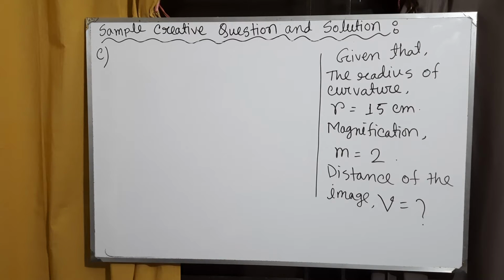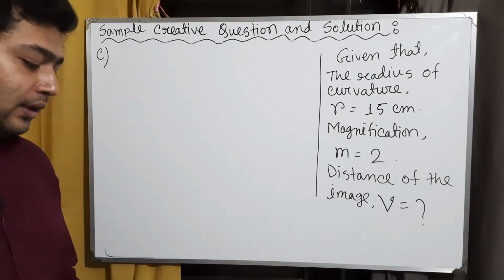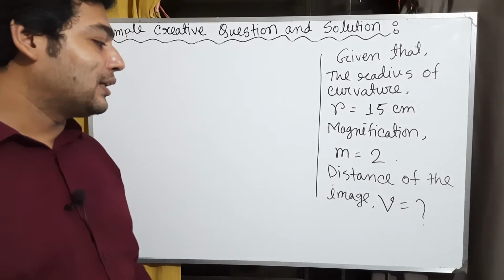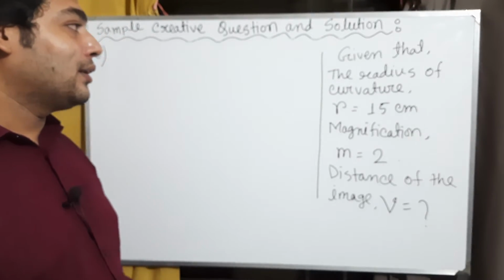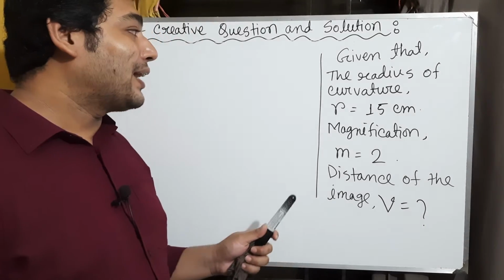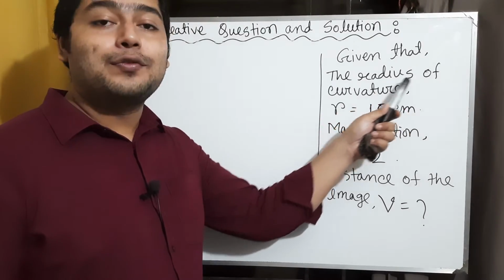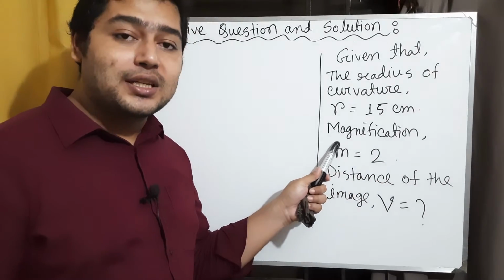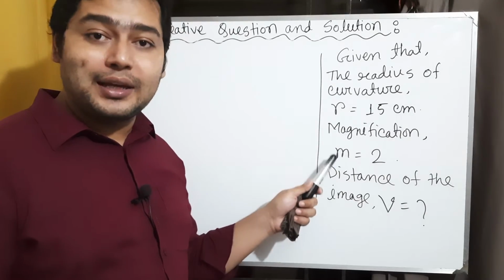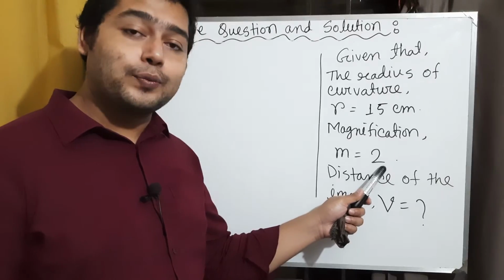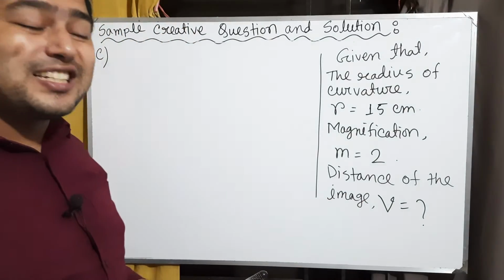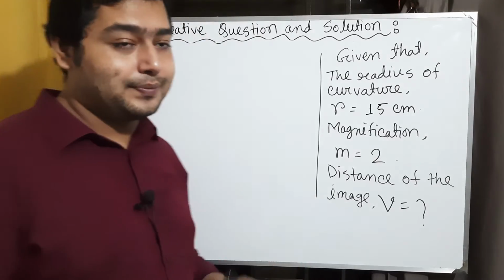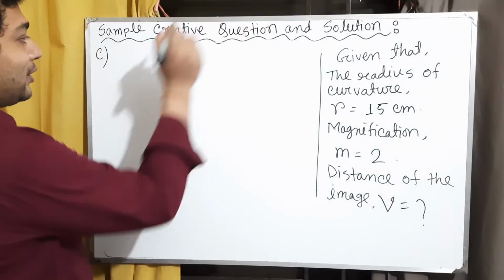Now, question C. Here we need to calculate the distance of the image. From our stem we can get the radius of curvature r equal to 15 centimeter and magnification m, magnification is denoted by m, so m equal to 2, and we need to determine the distance of the image v equal to what.